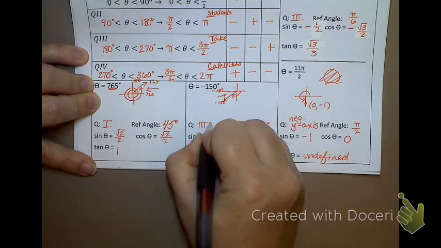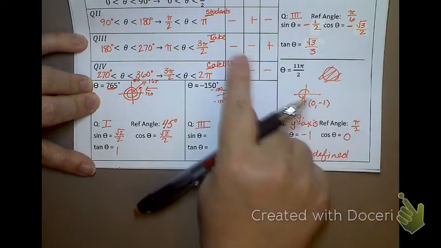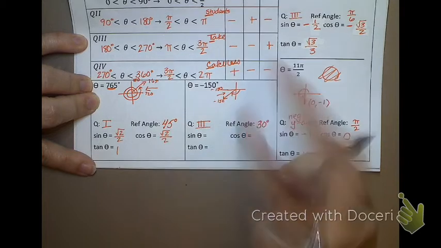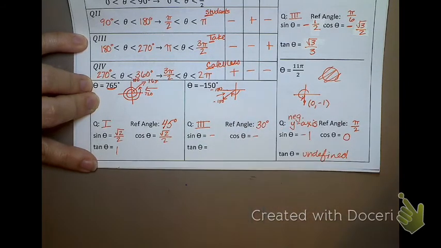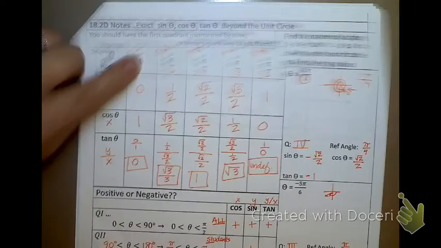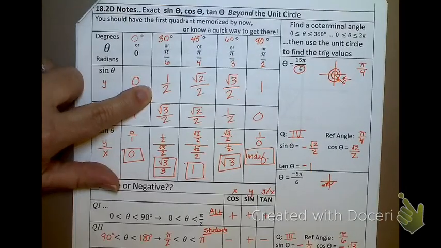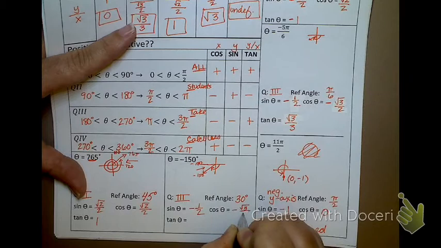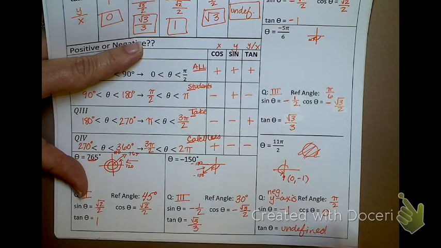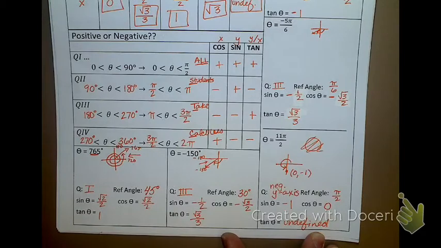That is in quadrant 3. Oops, 3. And what do I know about quadrant 3? Tangent's the only thing that's positive. So sine and cosine are both negative. Pulling out my information from 30 degrees, sine is 1/2. Cosine is radical 3 over 2. Both of those being negative in this quadrant. And the tangent is radical 3 over 3. Easy peasy?